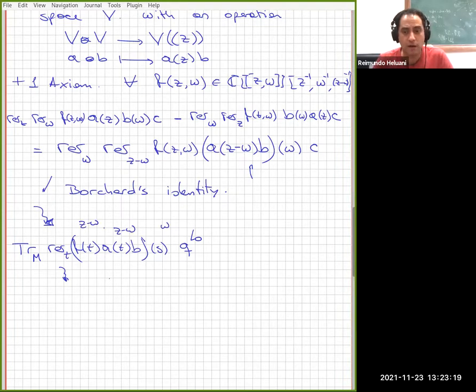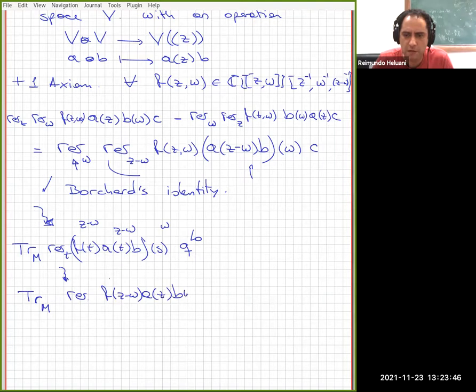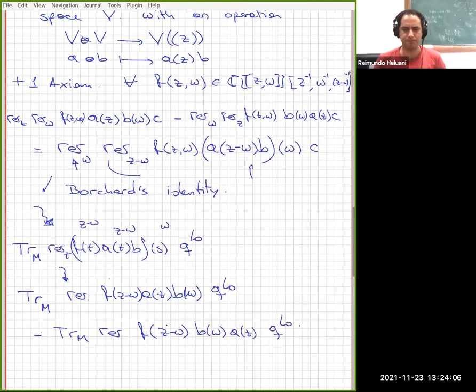So that's fine. So by Borcherds' identity, I would expect this to be something like the trace at M. It's just that now I have only one residue, which is this residue, and I'm not taking this extra residue at W. So modulo that subtlety, I'd expect two residues. I'll expect to still keep a residue, but I will have F of Z minus W, A of Z, B of W, Q to the L naught, and then minus trace at M, the residue of F of Z minus W, B of W, A of Z, Q to the L naught. So that's the first step.